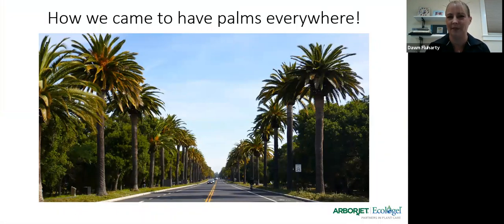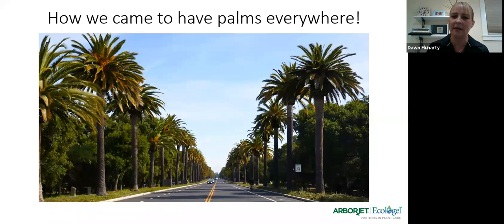Okay, how do we actually come to have so many palms in California? They're everywhere. We have many different varieties, and the irony is we really started planting them as markers because they grow very tall and upright. It was a great way to mark landmarks, missions, roads, things of that nature. So basically, we planted markers instead of street signs back in the day. And palms have done very well in California, so we kept planting more and more of them.